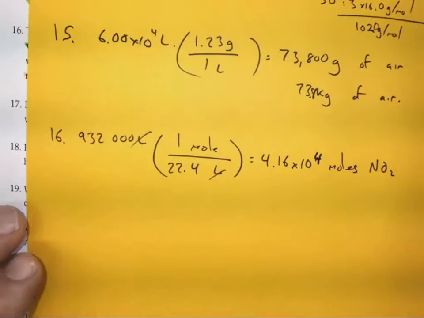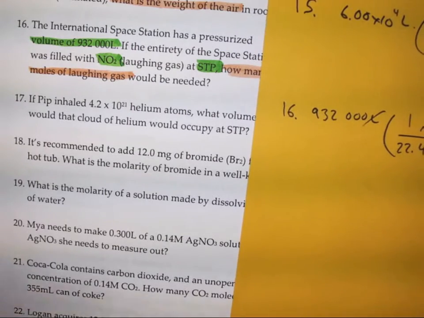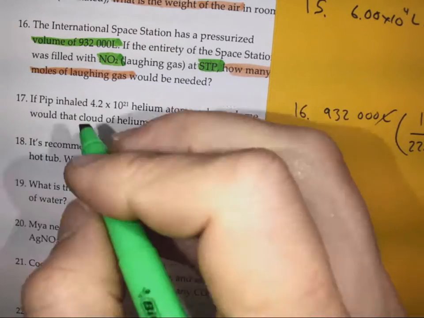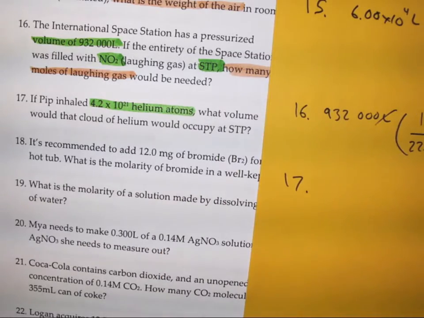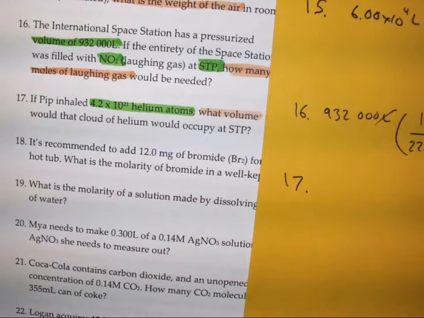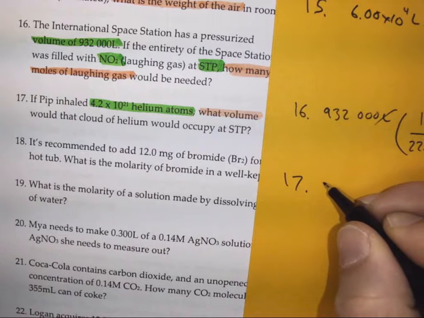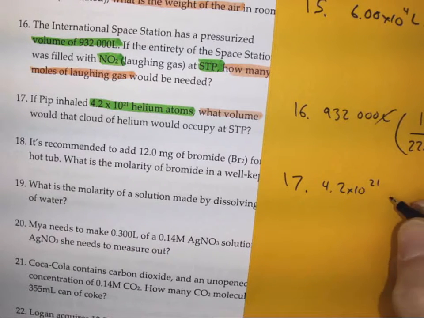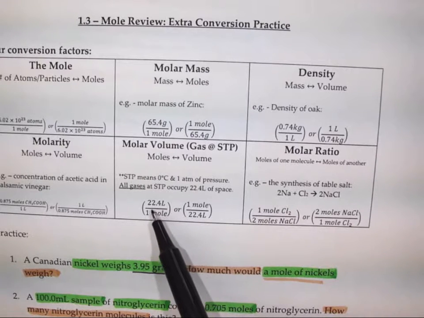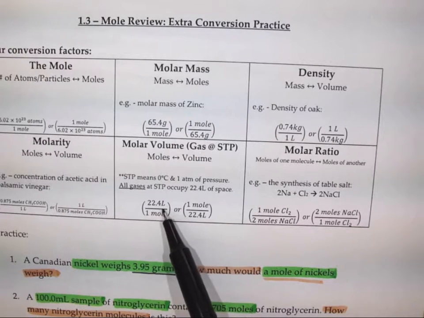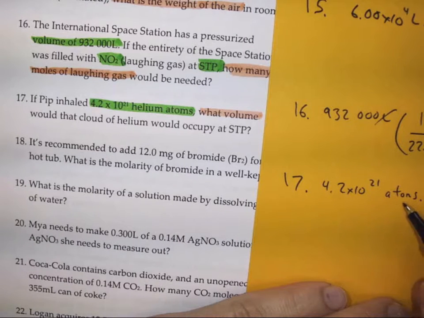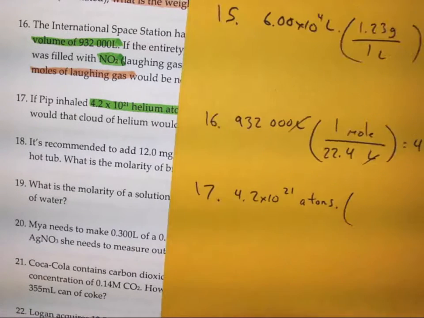All right. Moving on. For question 17, we've got Pip inhaling 4.2 times 10 to the 21 helium atoms. And the question is, what volume would this cloud of helium occupy at STP? So we're going to turn atoms into a volume. Now, STP, again, we want to be thinking about our molar volume. Every gas at STP occupies 22.4 liters of space. But we don't know how many moles of atoms this is yet, so maybe we should start by turning that into a number of moles.